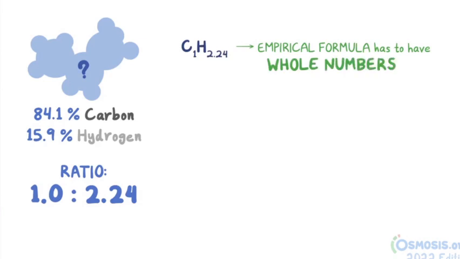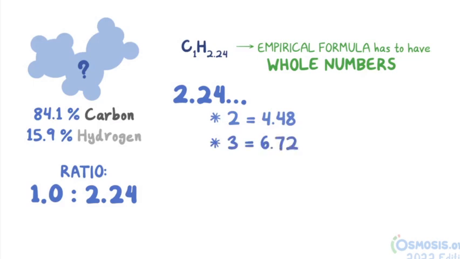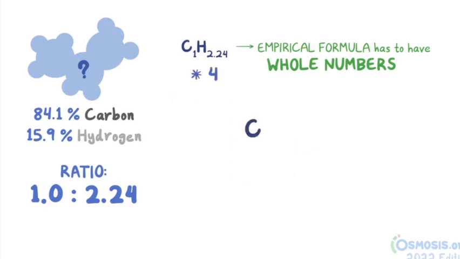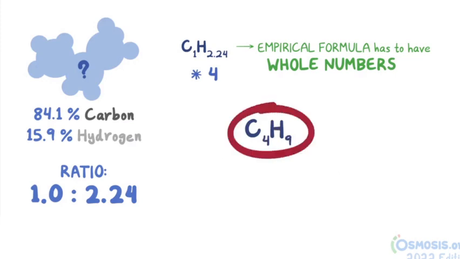So we need to figure out the smallest whole number to multiply all of our subscripts by so that all of them are whole numbers. 2.24 times 2 is 4.48, which is not a whole number. 2.24 times 3 is 6.72, which is still not very close to a whole number. But 2.24 times 4 is 8.96, which is extremely close to a whole number, 9. So we multiply both of our subscripts by 4 in order to produce the empirical formula C4H9, which is the smallest whole number ratio of different elements in our sample.